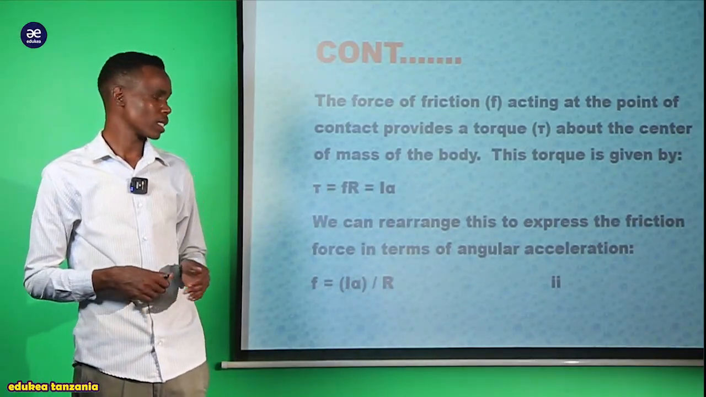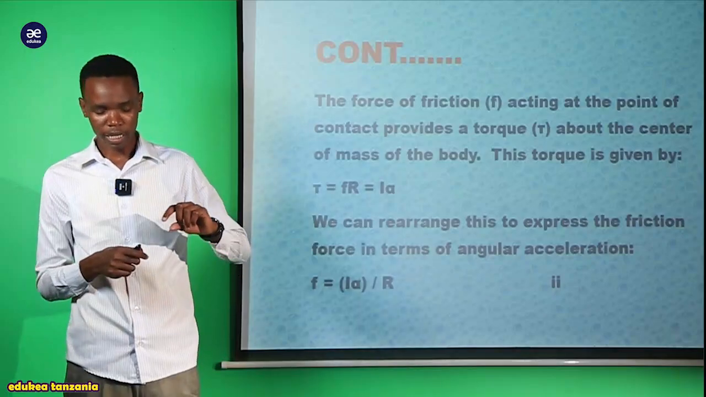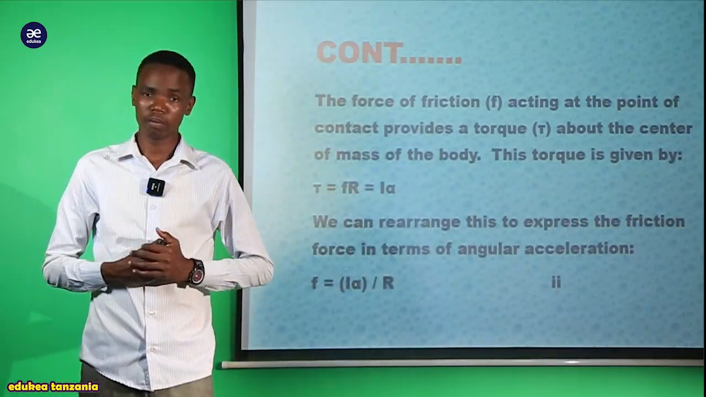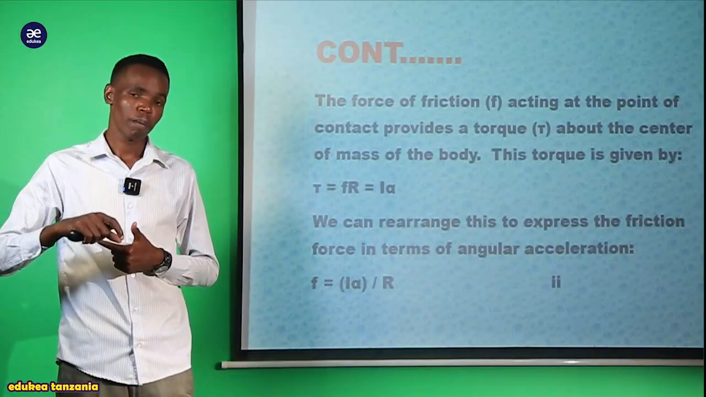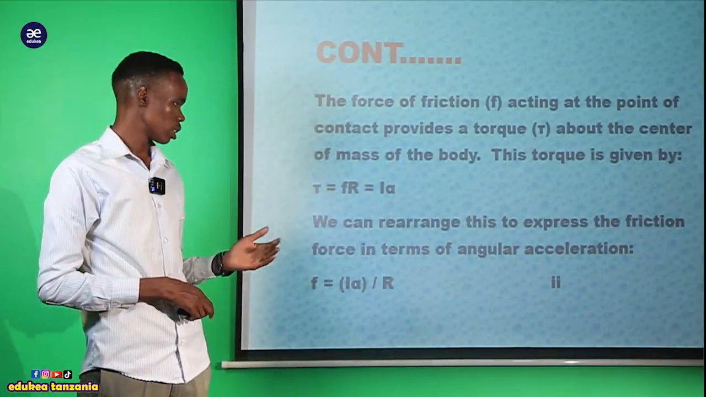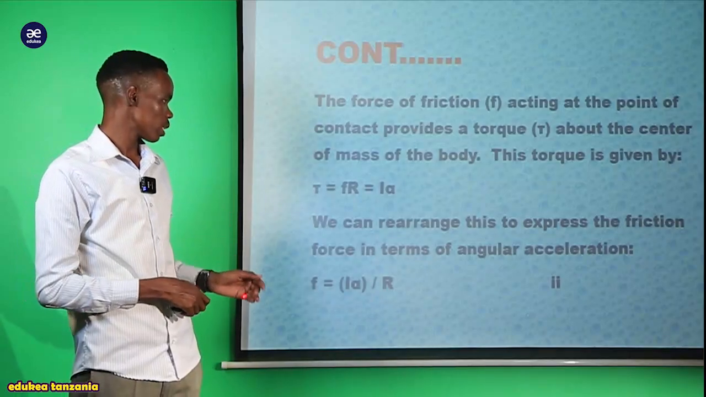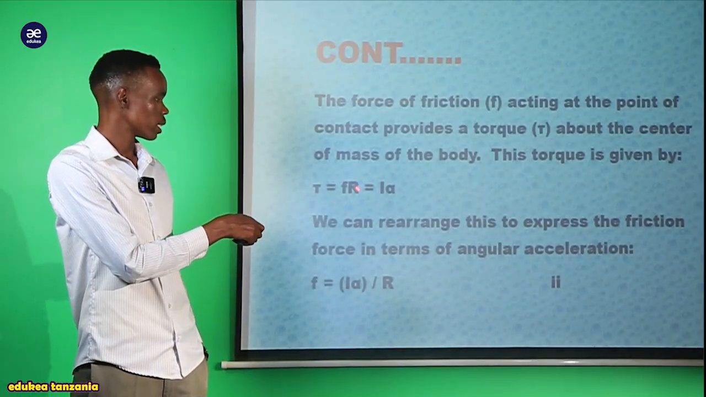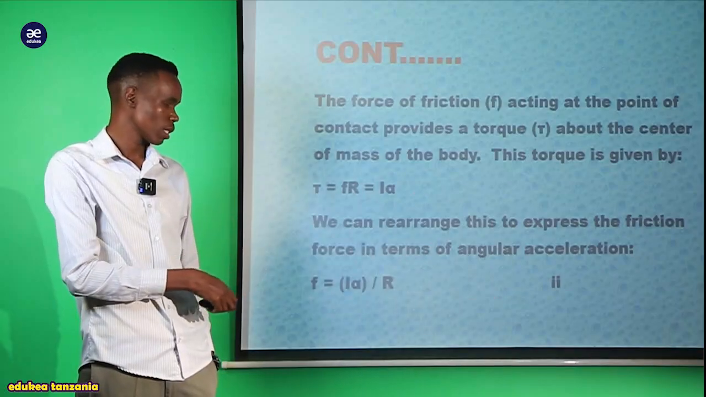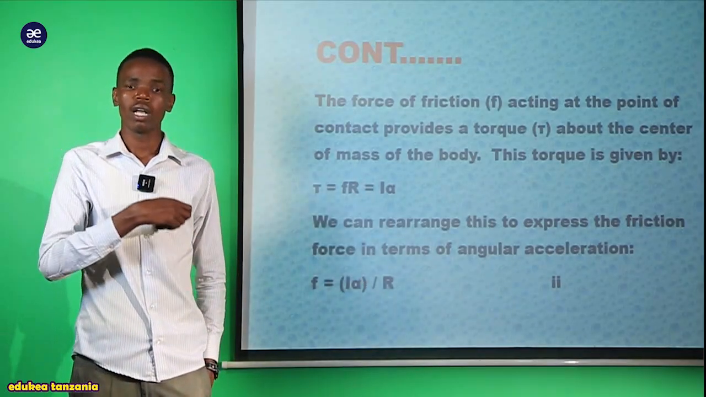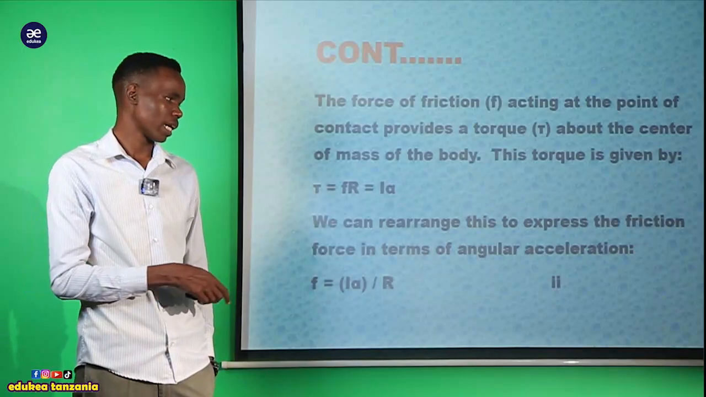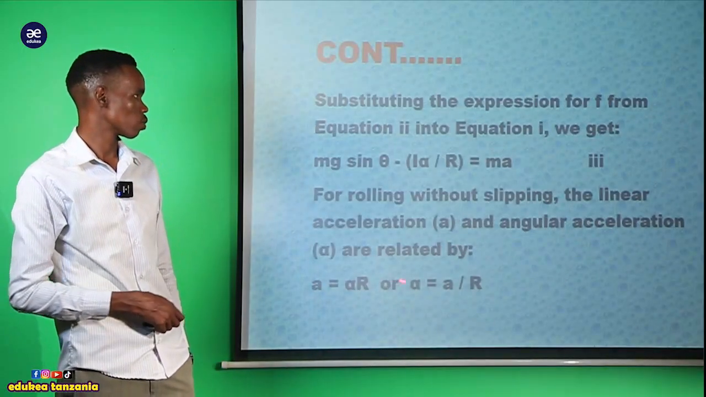So the torque is obtained by the formula that torque equals force times radius, which is also equal to the moment of inertia times the angular acceleration. This is how we can find it. Now we are supposed to use this relation to make friction the subject. Making friction the subject, we get friction equals the moment of inertia times the linear acceleration divided by r. This will be the second equation.